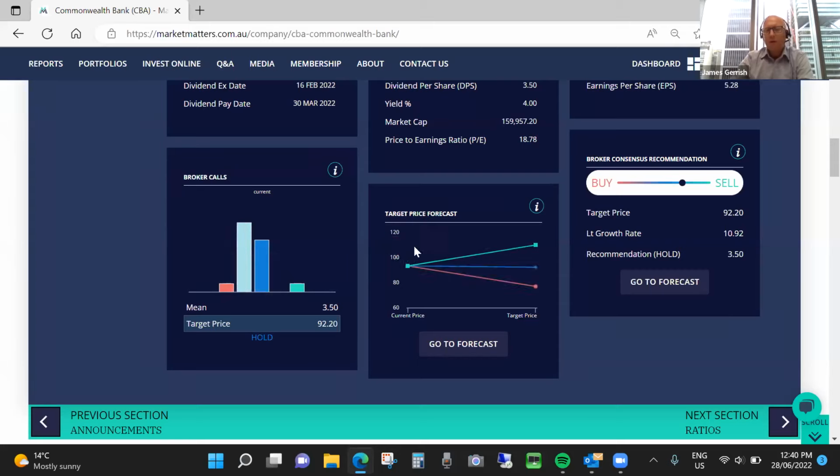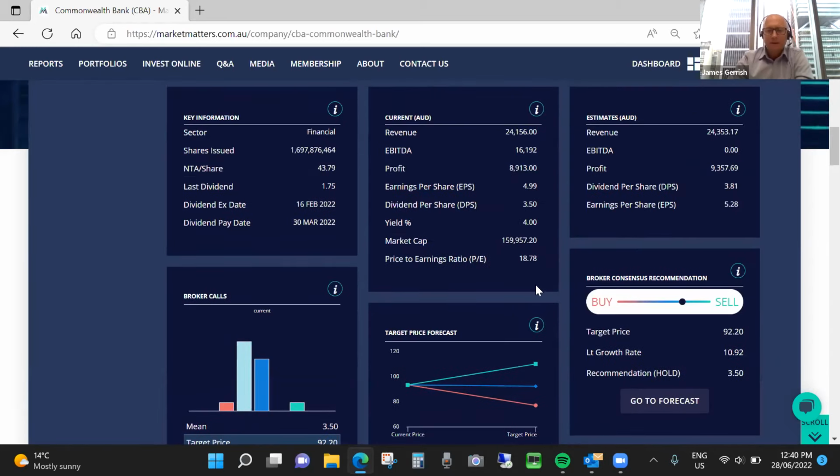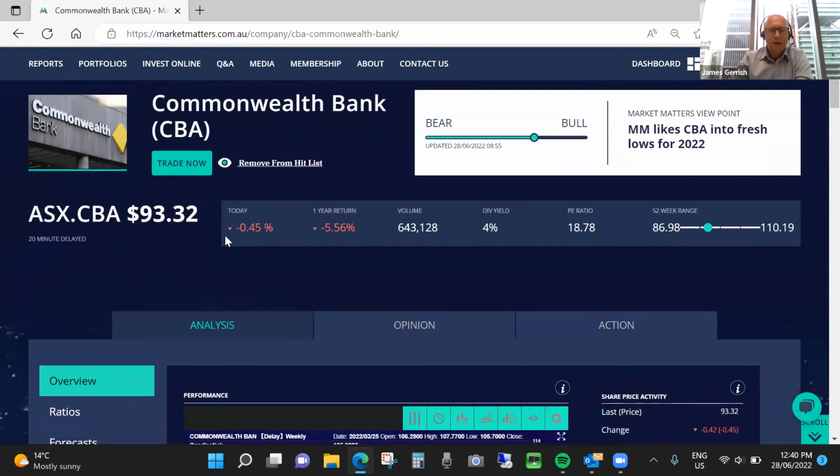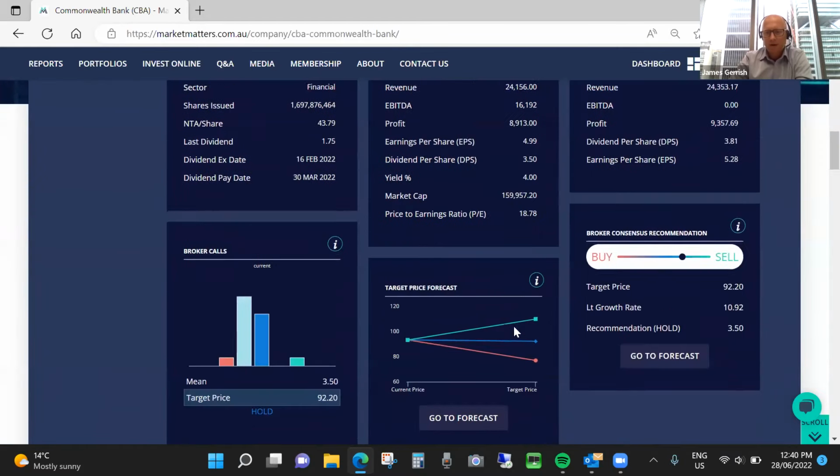The target price forecast, again, this is sourcing brokers. So the lowest target for CBA in the market is $77. The highest is $110, with the mean being $92.20. So that's essentially the midpoint of what analysts think CBA is worth at this current time. So it's trading around the average analyst price forecast.